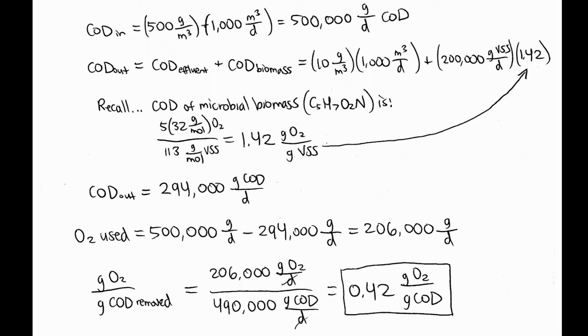Next step is to calculate the total amount of oxygen used. We take 500,000 grams per day coming into the system minus 294,000 grams per day leaving the system, which gives us a difference of 206,000 grams per day. The last step is to calculate the ratio of the grams of oxygen per gram of COD removed from the system, so that's 206,000 divided by 490,000, giving us a value of 0.42 grams of O2 per gram of COD removed.